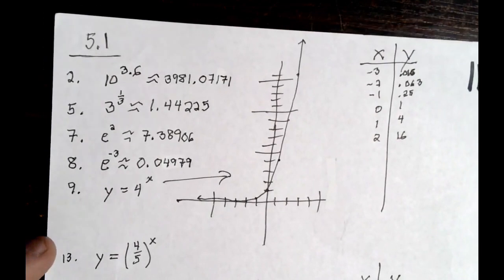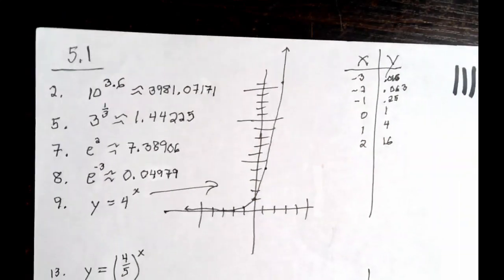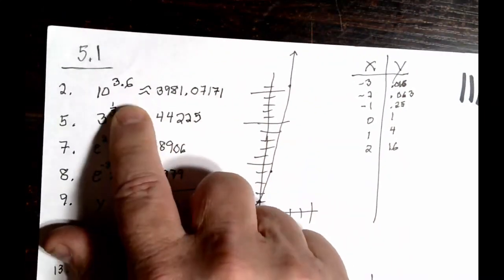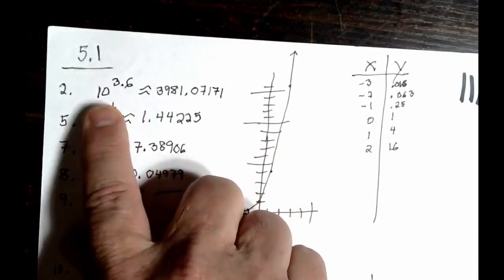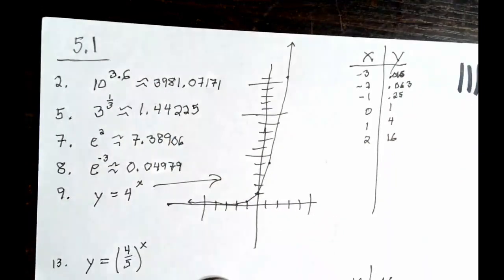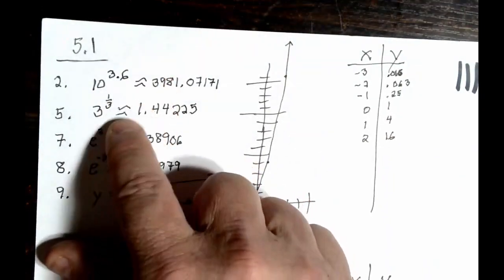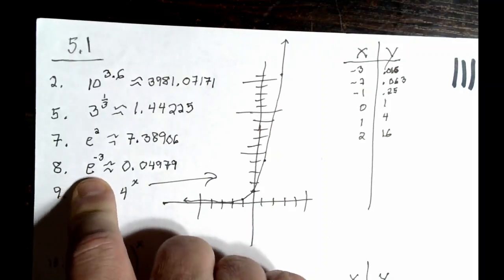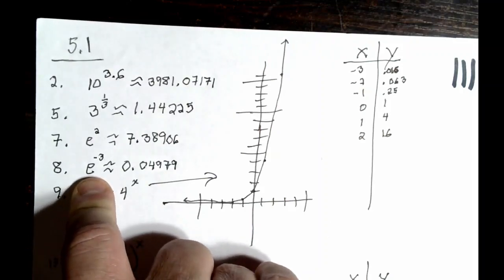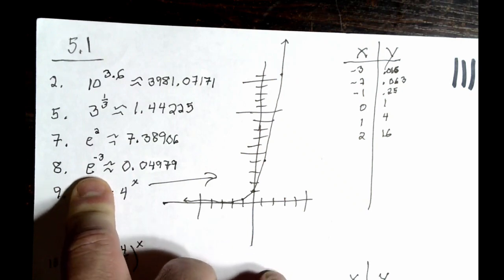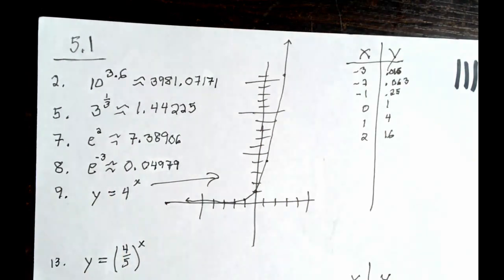Alright, in section 5.1 we deal with exponential functions. An exponential function can be a number like 10 or 3 or 4 raised to a power, typically some value x, and they change what x is each time. Or it can be a specific number like e. E is an irrational number. It's between 2 and 3. It's roughly 2.71828, and it's a very important number in mathematics.